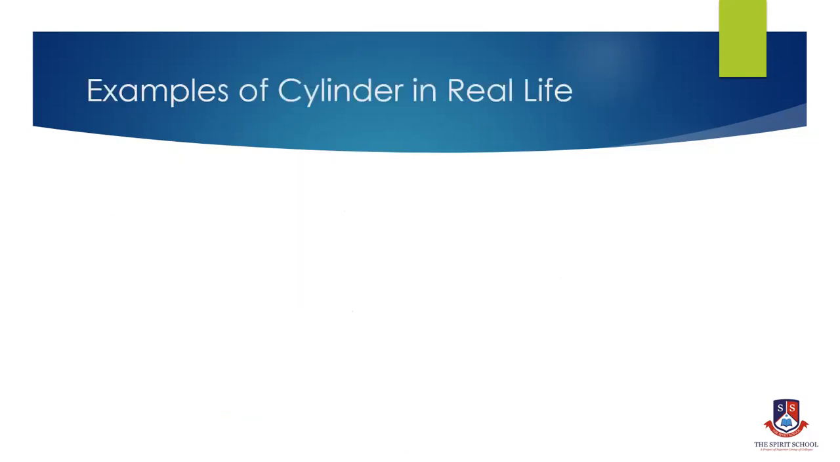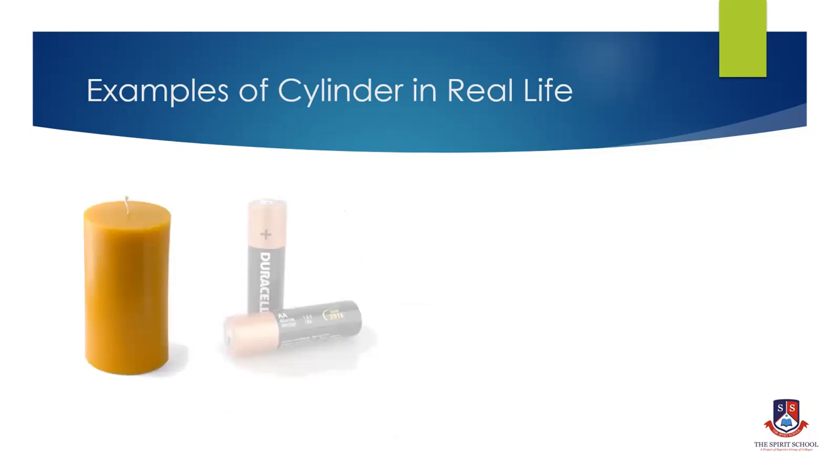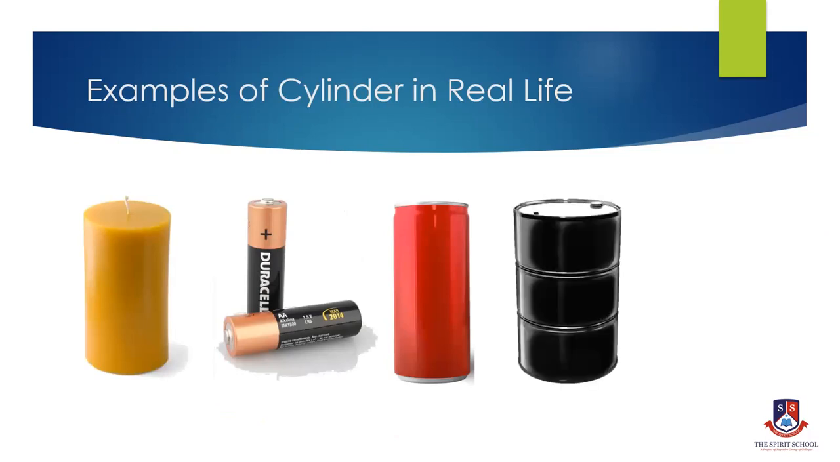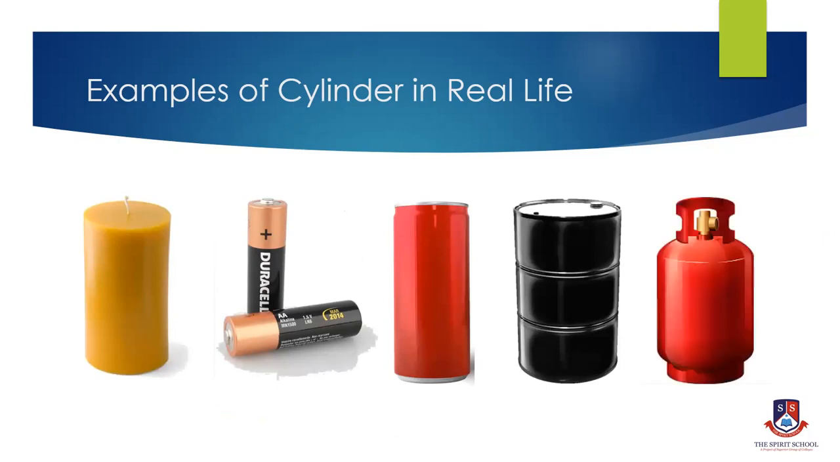Let us see what are the examples of a cylinder in real life. A candle is a very good example of a cylinder. Similarly, the electric cells which you use in a remote and in different toys are a very good example. Similarly, soft drink cans and energy drink cans are very good examples of a cylinder. Similarly, oil drums and water drums are very good examples of cylinders. Similarly, your gas cylinder, which is commonly called a cylinder, is called so because it is similar in shape to a cylinder.